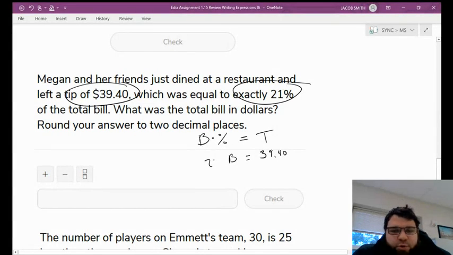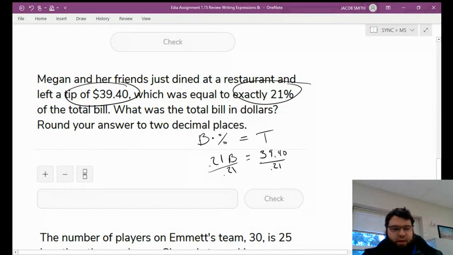But we're not going to put 21%, because when we write percentages in formulas, we write them in decimal form. So we're going to put 0.21b. And then to find the bill, we can divide by 0.21.